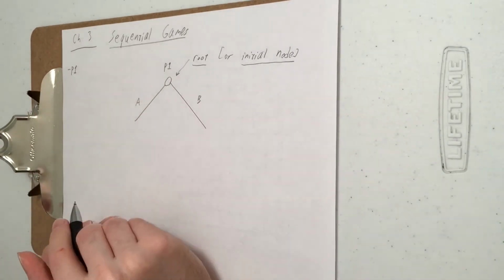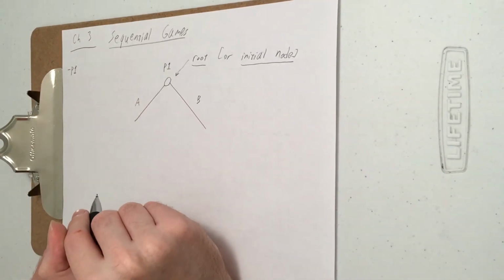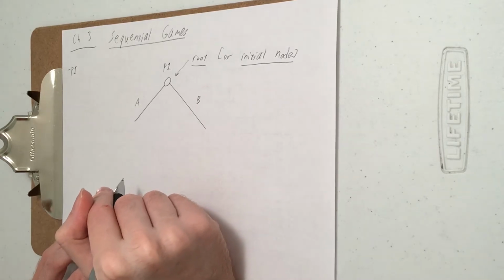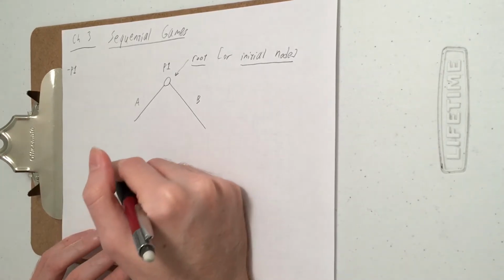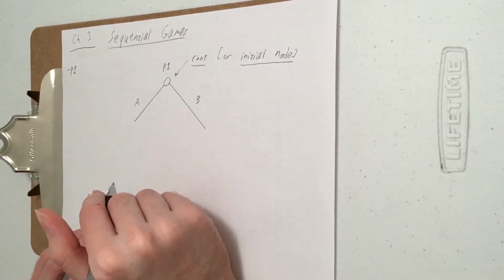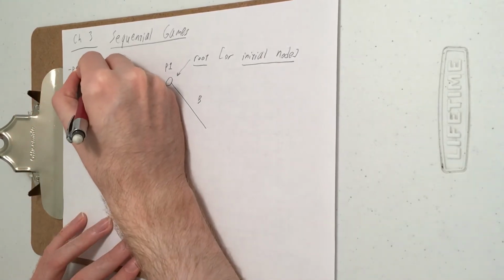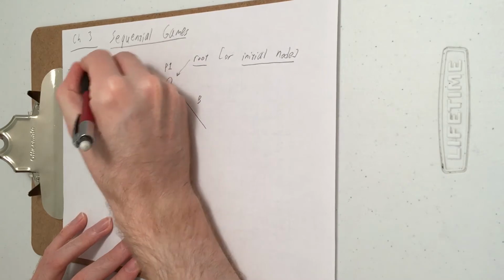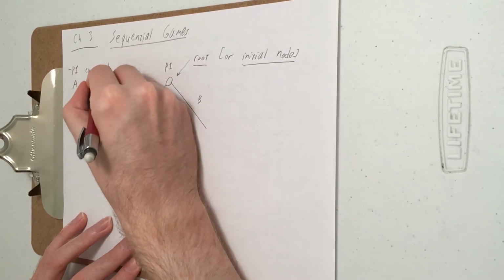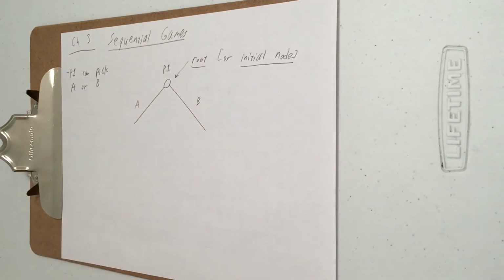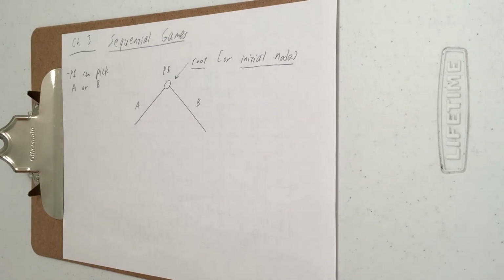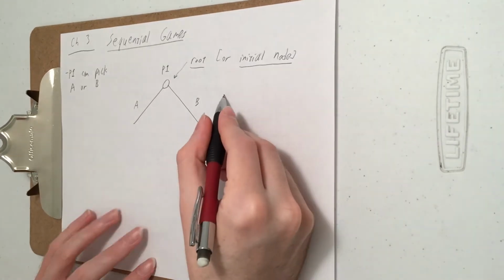Oh, notation. I often use P1 for player 1. Similarly, P2 is player 2, and sometimes you have a third player. P3 can be player 3, etc. So to keep this analogy going with trees, we call these two options here branches.